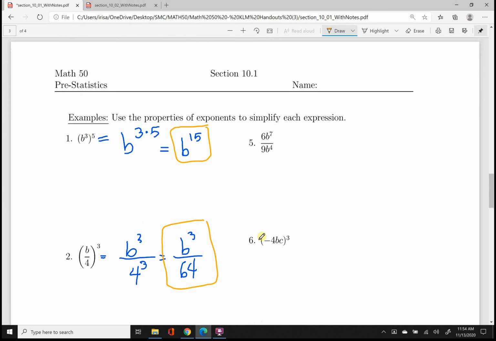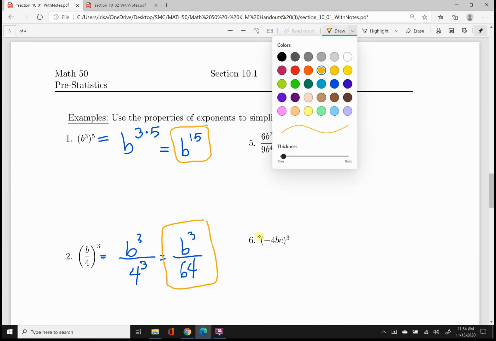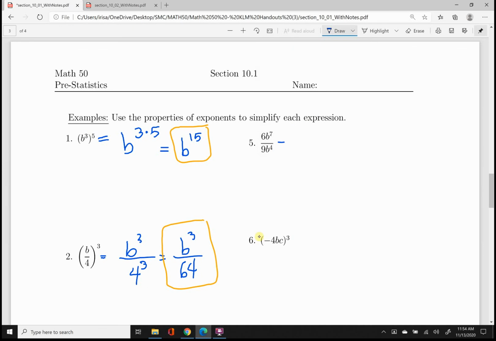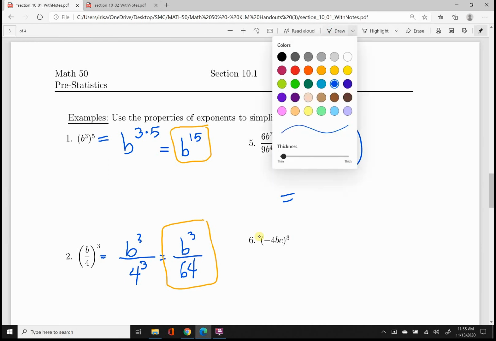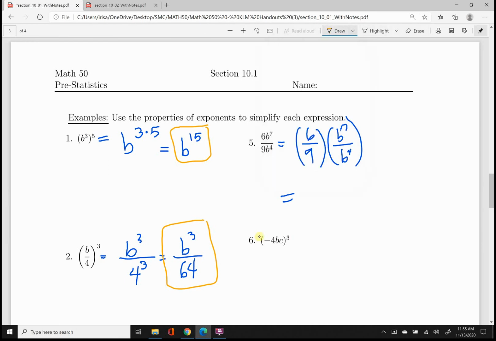Great, so let's go back up to the top of the page for number 5 and recognize that we have an instance in which we're going to use the quotient rule, but we have a couple of different categories of factors here to deal with, so I would separate them. This is a little bit of trickery that I recommend: have your 6/9 as its own fraction and separate it from the b's as well, b to the 7th, b to the 4th. That way you can implement the quotient rule just on the b's, and then the 6/9 you can just reduce, right?